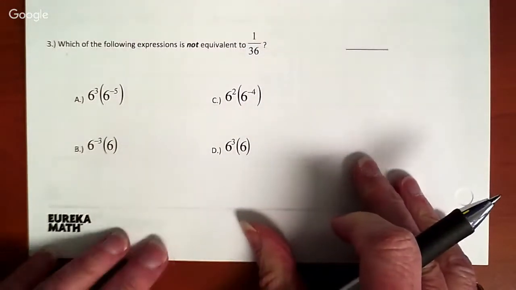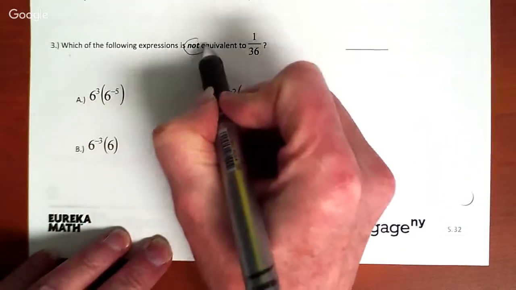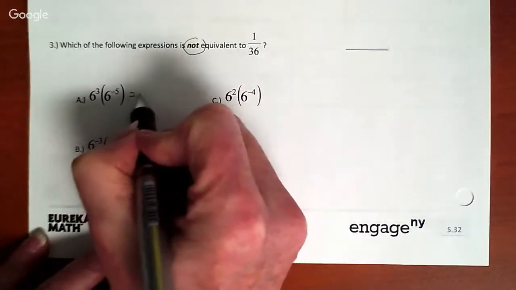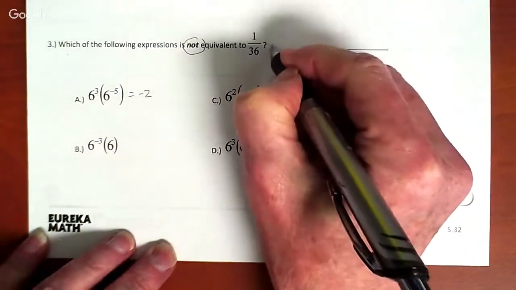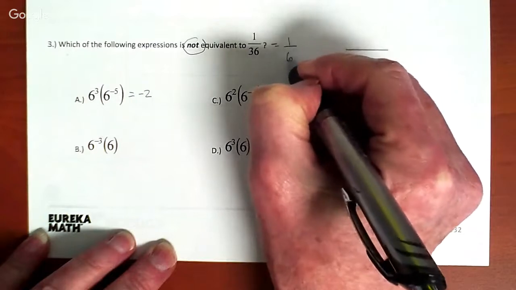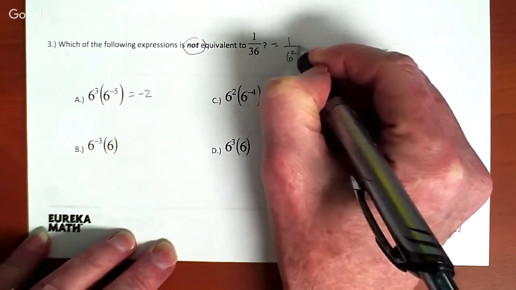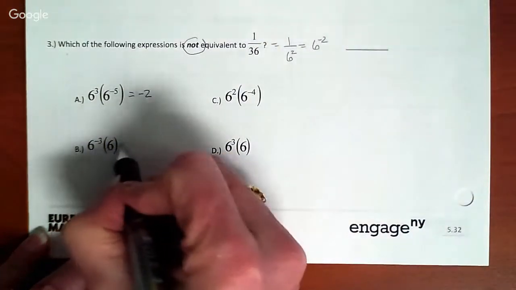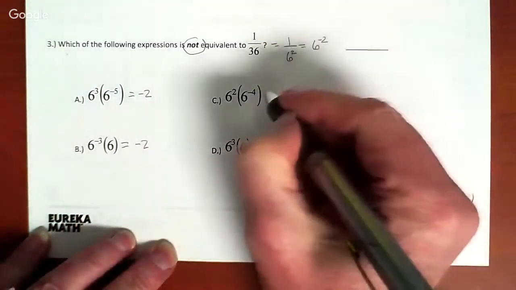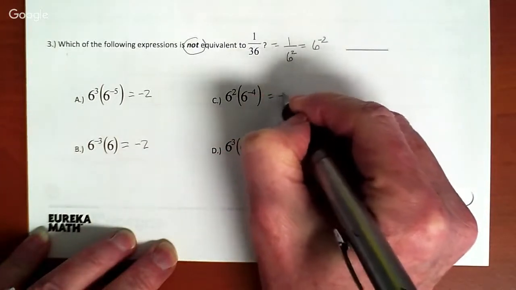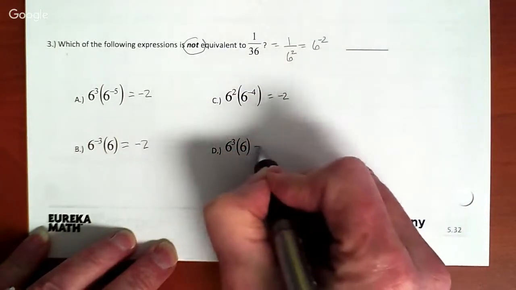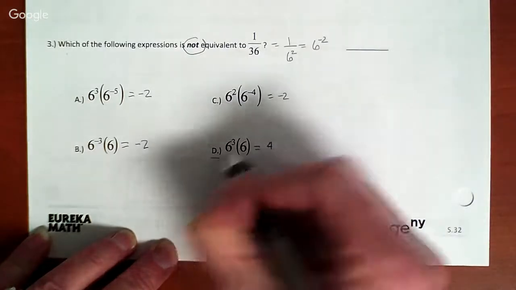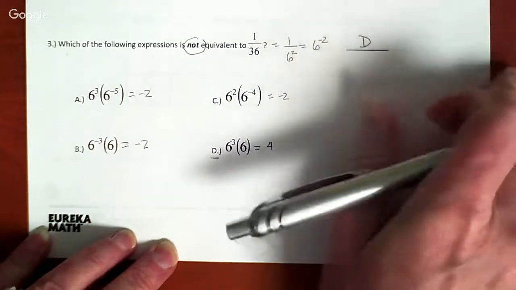The last question on this page, which one is not equivalent? We could check all of these. This would be negative 2. And again here, this would be 1 over 6 squared, or 6 to the negative 2. So here we've got also negative 2. Here we have negative 2 as our exponent. This is the only one that is not negative 2. It is 4. So our answer here is D.